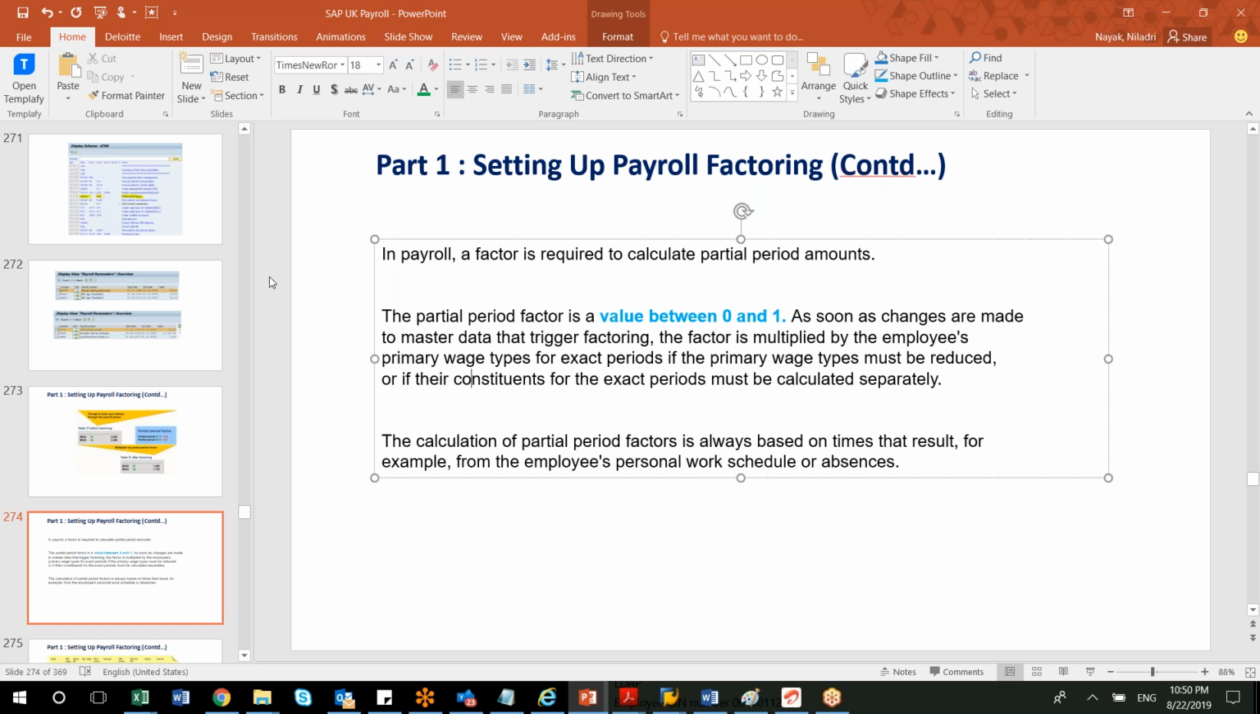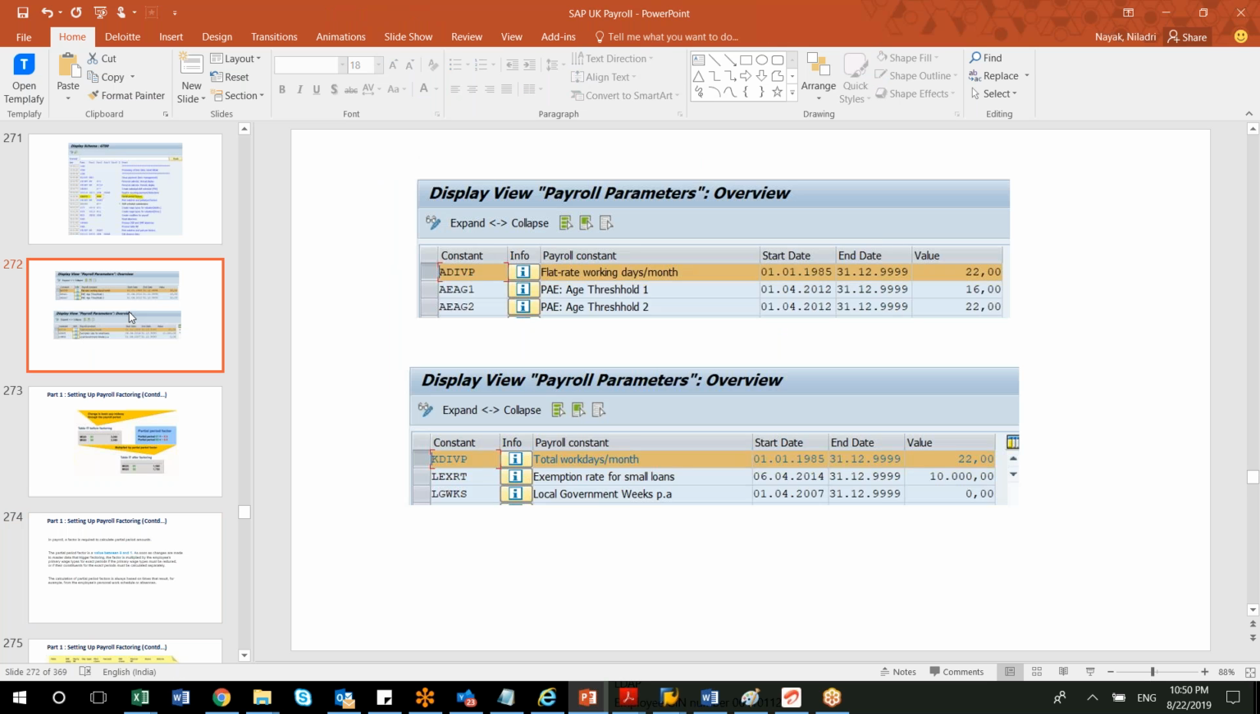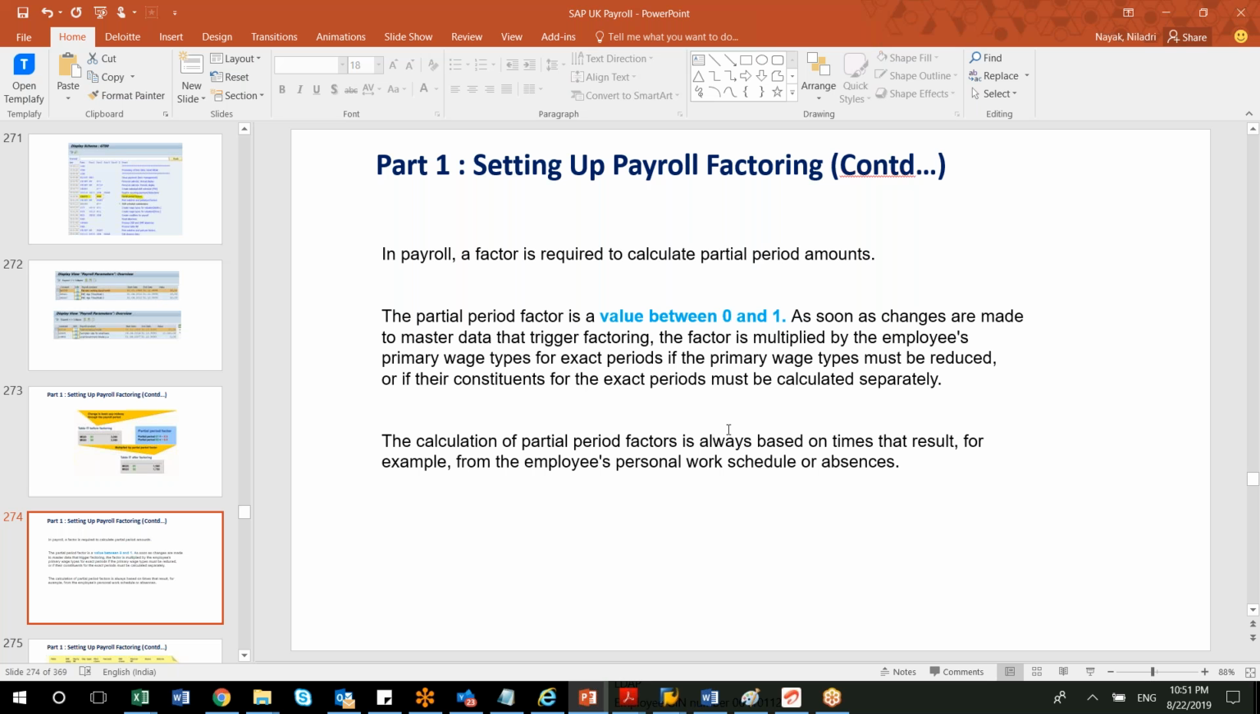So from a particular date, you have been transferred, or your pay has been revised, or your pay has been reduced due to unpaid absence. So that is an overall concept. I have also explained it in one of these slides. Here you can see the value will always be between 0 and 1, and it is mostly PWS based. Whatever the personal work schedule you have, it will go based on that data only.